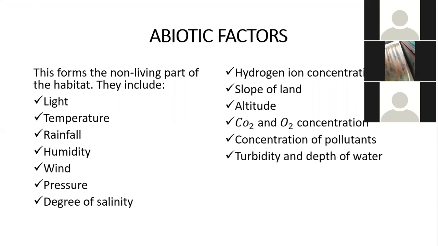So last week we looked at ecological terms, what ecology entails. Then we're able to narrow down to abiotic factors. We looked at them as the non-living parts of a habitat, and they include all these that you can see: light, temperature, rainfall, relative humidity, wind, pressure, degree of salinity, hydrogen ion concentration, slope of land, altitude, carbon dioxide and oxygen concentration, concentration of pollutants, and turbidity and depth of water.